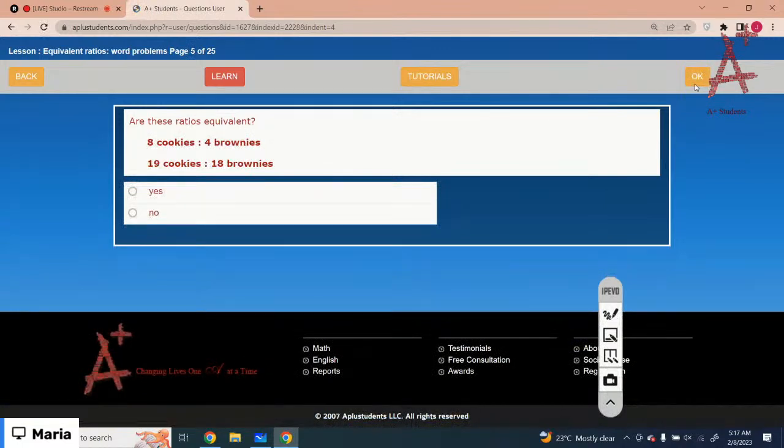Okay, the next one is, are these ratios equivalent? 8 cookies to 4 brownies.